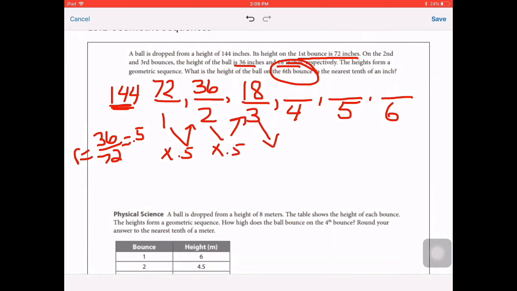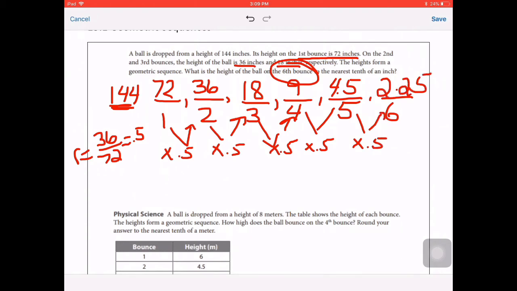So if we do 18 times 0.5, we will get 9 for the height after 4 bounces. Take the 9 times 0.5 again, and we will get 4.5. If we take that answer times 0.5, we will find out the height after 6 bounces is 2.25. So the final answer is the height of the ball after 6 bounces is 2.25 inches.